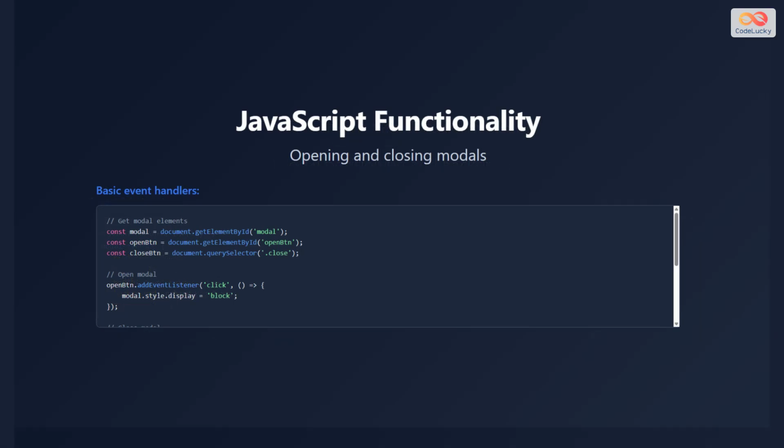JavaScript handles opening and closing modals. First, get references to the modal element, the open button, and the close button using getElementById or querySelector. Add a click event listener to the open button that sets the modal's display to block. Add a click event listener to the close button that sets the modal's display to none. Additionally, add a window click event listener that closes the modal if the user clicks on the backdrop area outside the modal content.